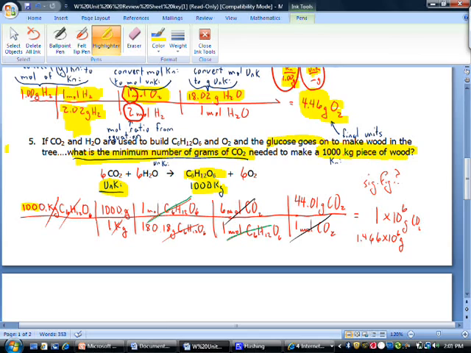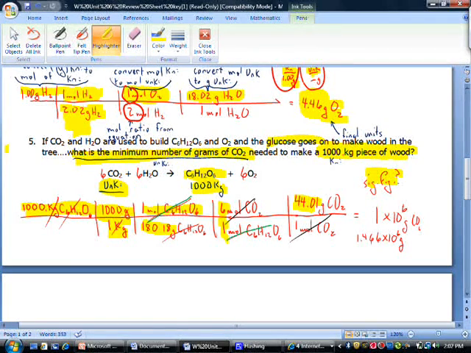So the first thing I did was convert kilograms to grams, and then we're going to convert grams of the known to moles of the known using the molar mass of glucose. Once again, this ratio of 6:1 comes from the balanced chemical equation. And 44.01 is the molar mass of glucose.